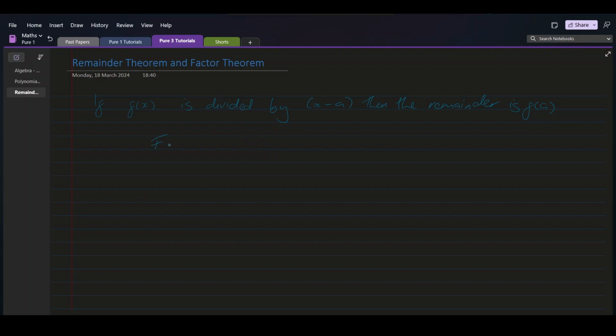Then the factor theorem states that if x minus a is a factor of f of x, then f of a is equal to 0. So this is the factor theorem and this is the remainder theorem. There's really nothing much to this concept, so let's just walk through these ideas with a past paper question.